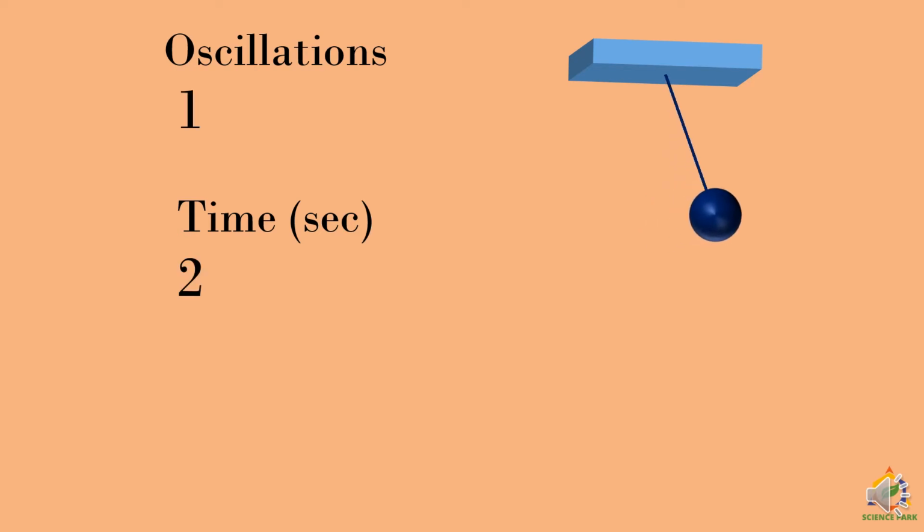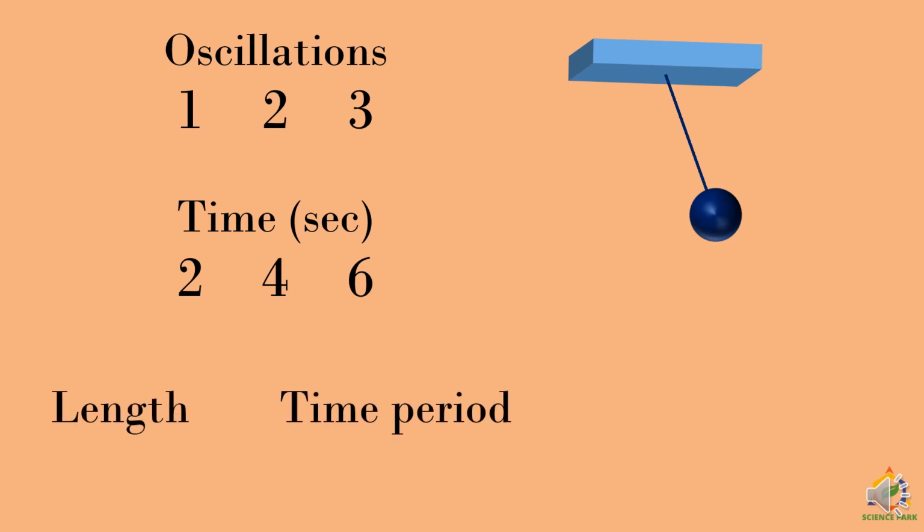I've started the oscillations. For 1 oscillation it has taken 2 seconds. For 2 oscillations 4 seconds. And for 3 oscillations it took 6 seconds. So the time period has now changed to 2 seconds. My dear friends, what can you deduce from this? I have the length of the pendulum and the time period, and if I decrease the length, the time period also decreases. So time period depends on length. If we increase the length, the time period will increase.